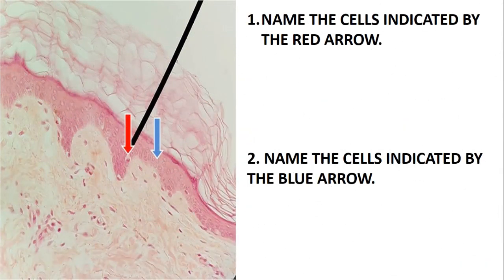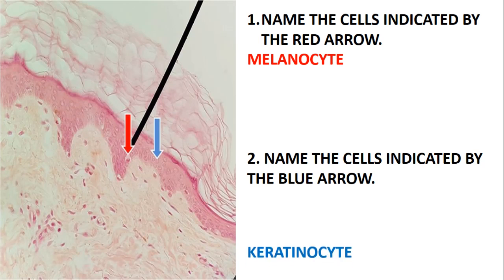Name the cell indicated by the red arrow. If you look at this slide, it is just the slide of the skin. The cell indicated by the red arrow, this cell here, is the melanocyte. The next question is: name the cells indicated by the blue arrow, which are these cells here. Their main job is to produce keratin, and they are known as the keratinocytes.